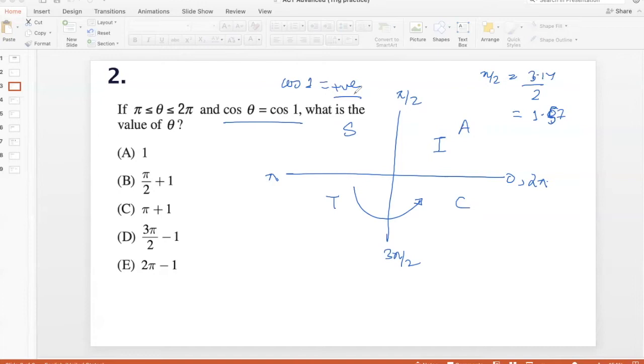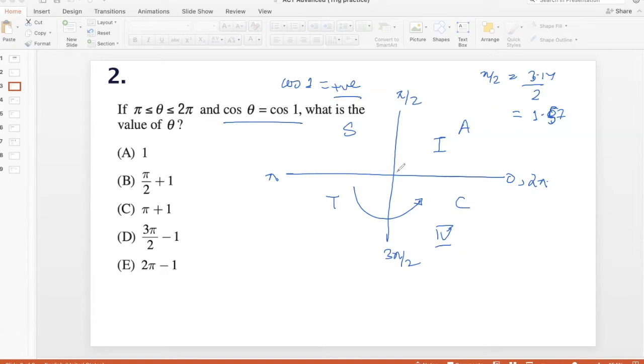Which means that if cos theta is cos 1, then theta should be in the fourth quadrant, because in the fourth quadrant, between 3 pi by 2 and 2 pi, cos is positive. Because if it was in the third quadrant, then cos would be negative, and then cos theta can't be cos 1, right?